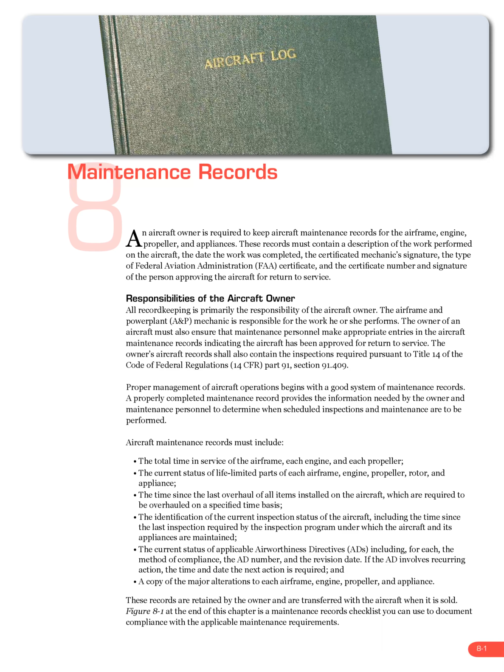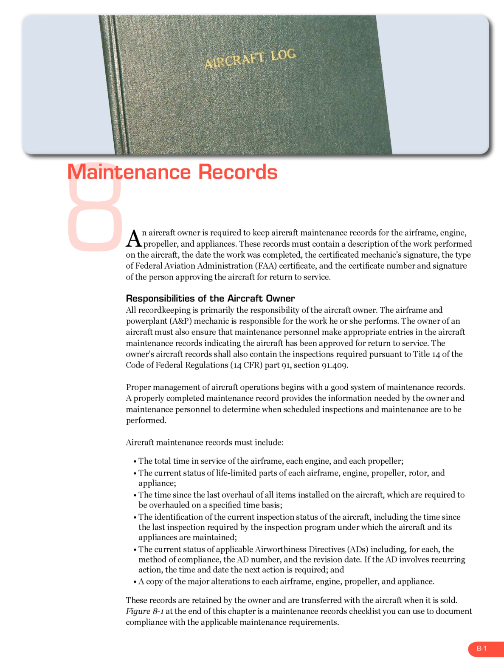Maintenance records. An aircraft owner is required to keep aircraft maintenance records for the airframe, engine, propeller, and appliances. These records must contain a description of the work performed on the aircraft, the date the work was completed, the certificated mechanic's signature, the type of Federal Aviation Administration (FAA) certificate, and the certificate number and signature of the person approving the aircraft for return to service.